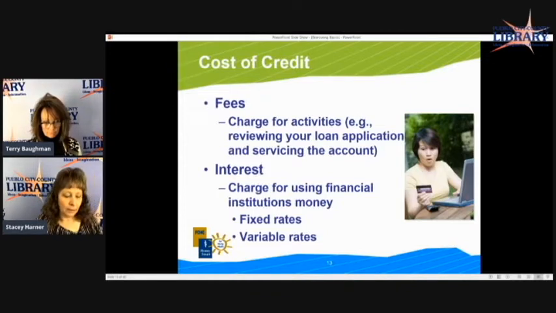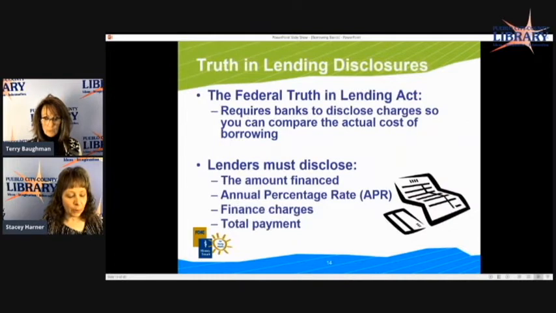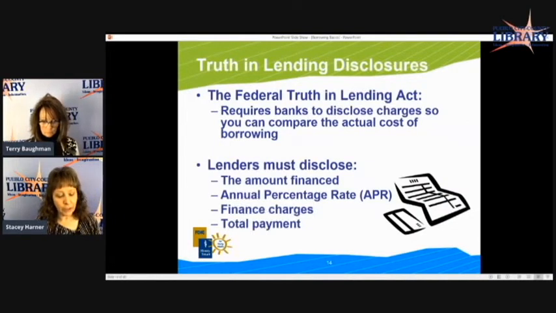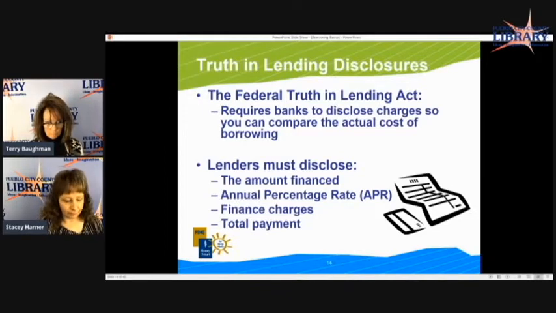Your Truth in Lending disclosures: the Federal Truth in Lending Act requires banks to disclose charges so you can compare the actual cost of borrowing. Lenders must disclose the amount financed, your annual percentage rate, finance charges, and total payment.